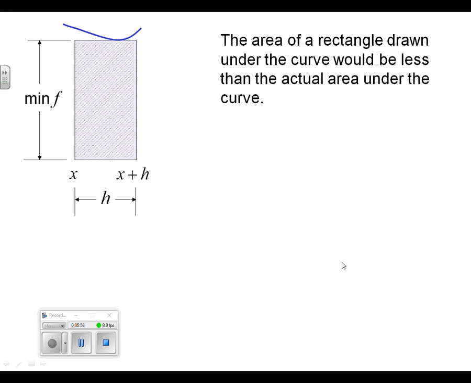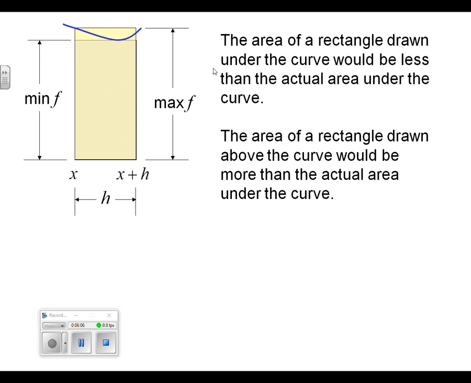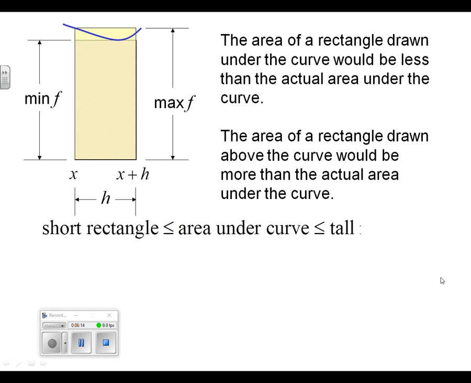So think about the two rectangles. You've got a minimum rectangle that is going to be less than the actual area under the curve. You've also got a maximum rectangle, right? That's just always going to be a little bit more than the area under the curve. These are approximations, okay? So think about the actual area has to be between those two. Kind of like thinking back to the squeeze method, we're in between those.